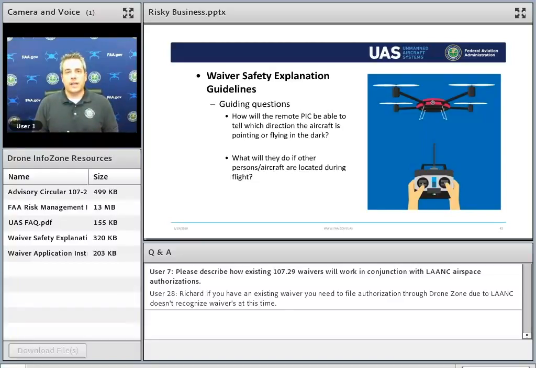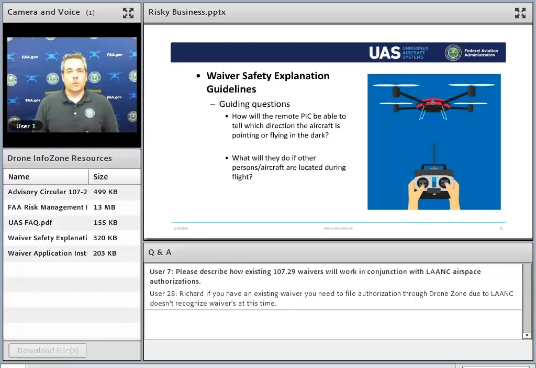So the Waiver Safety Explanation Guidelines we keep talking about because they're extremely important, especially when you're getting into complex waivers. I put up a couple of guiding questions on the screen to help you understand what we mean by guiding questions and how they help you do risk assessment. The first one is for a daylight waiver. The question is, how will the remote PIC be able to tell which direction the aircraft is pointing or flying in the dark? That's a real basic question we have outlined in our Waiver Safety Explanation Guidelines for the daylight waiver. As an applicant, we need to look at that question and say, okay, they're asking how I can figure out which way my UAS is going in the dark.